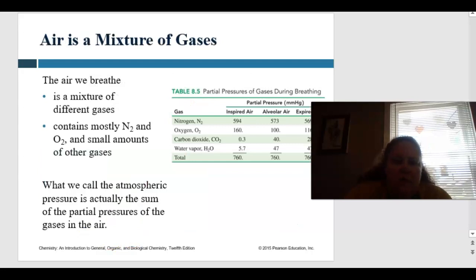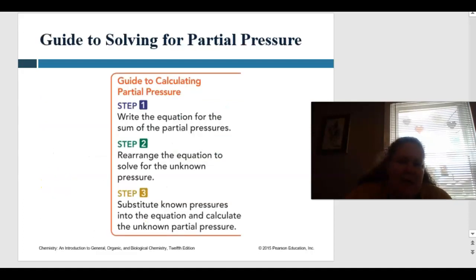Okay. So the air we breathe is a mixture of different gases. This contains mostly nitrogen and oxygen and small amounts of other gases that you can see in this table. What we call the atmospheric pressure is actually the sum of the partial pressures of the gases in the air.